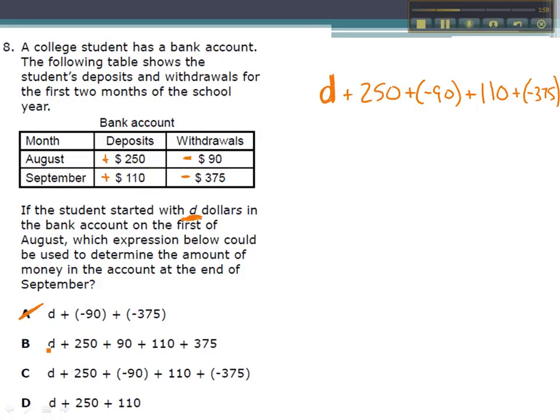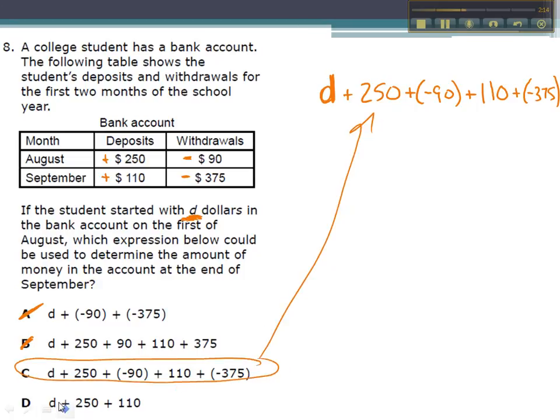Then looking at the answer choices, answer choice A only represents the withdrawals from the account. Answer choice B represents both the deposits and the withdrawals as positive integers. We know that's wrong. Answer choice C shows the same expression that we built up here. So answer choice C is correct. Answer choice D only represents the deposits. That's wrong.